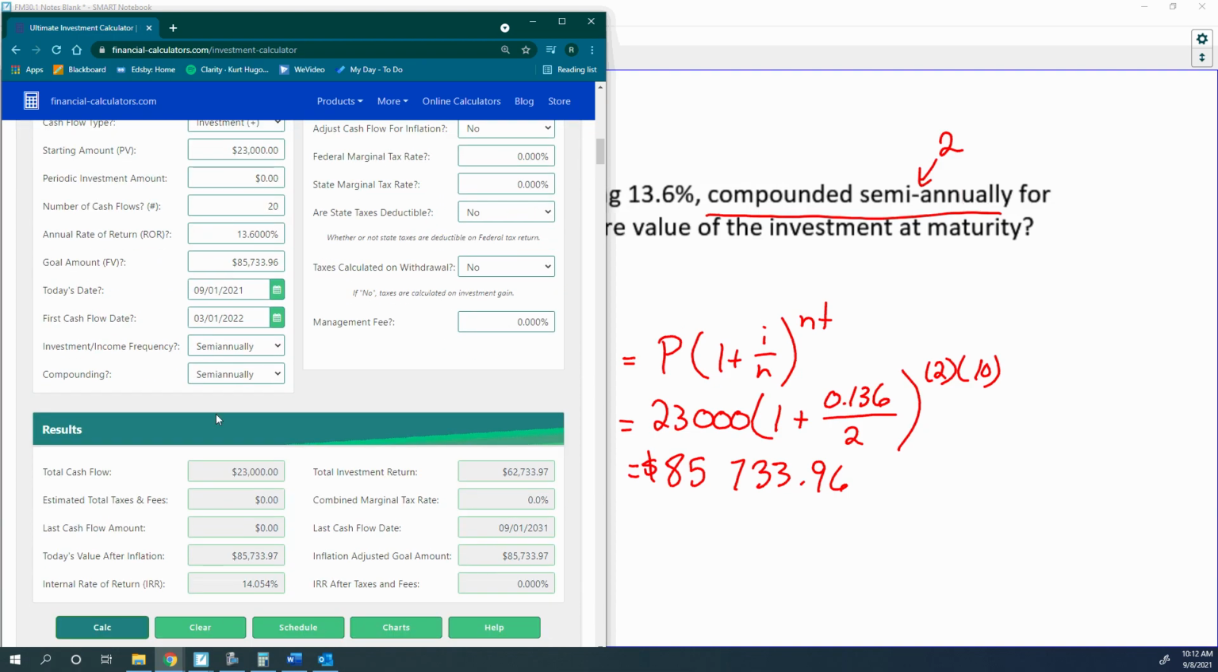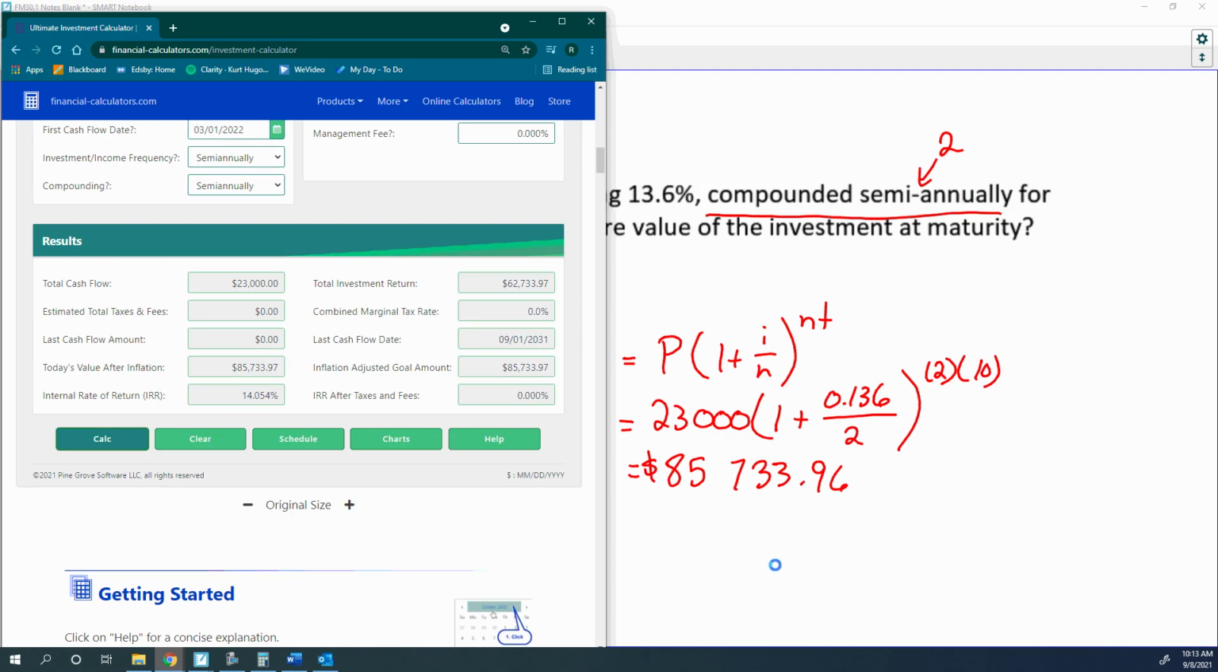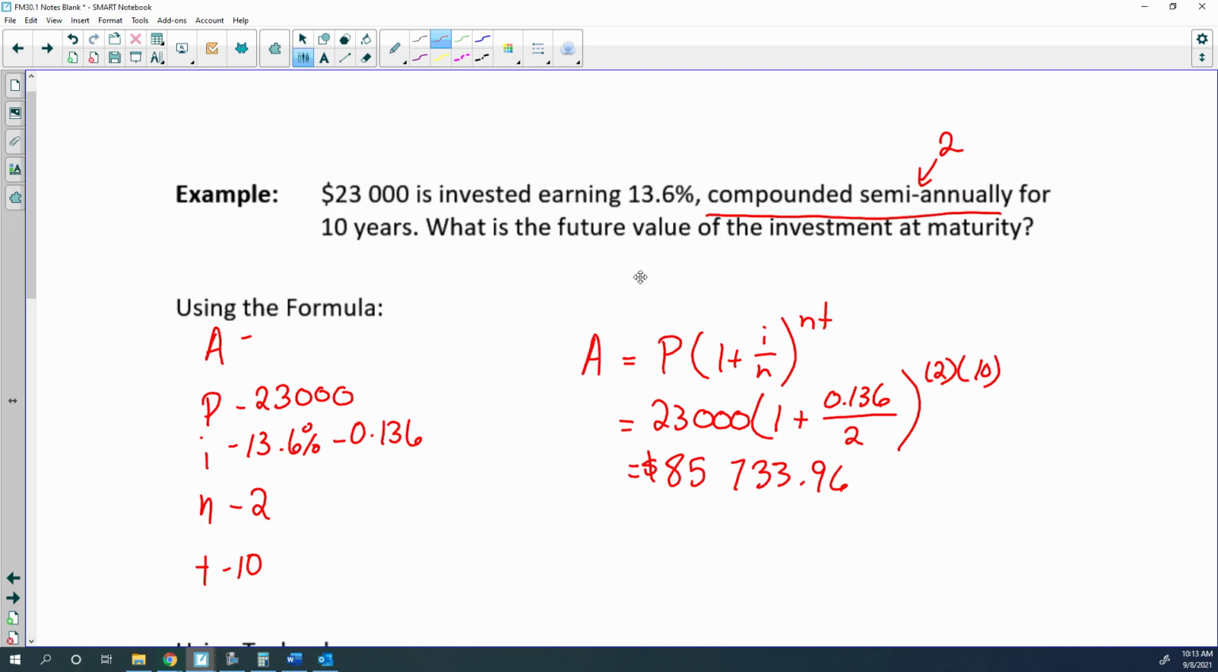Just a note, for the stuff down here, just ignore it. Because as you can see, it's off by a little bit because it's changing your interest rate for some reason. I haven't figured out that one yet. So just always go by what's popping up in this section here. And that ends our video for today.